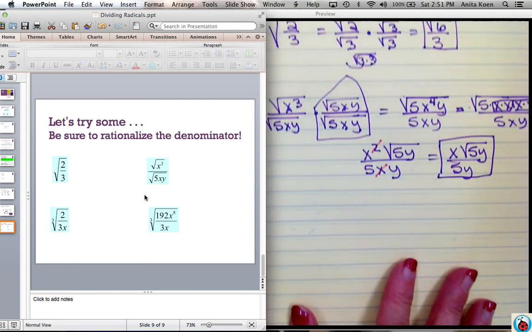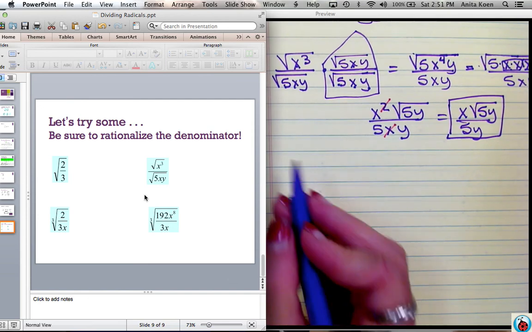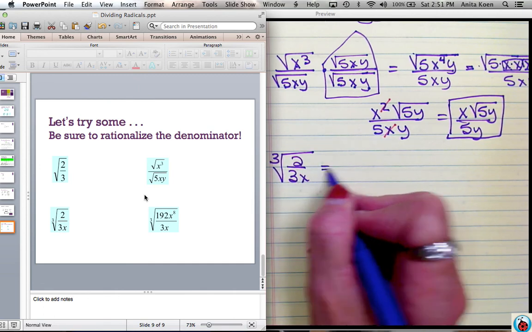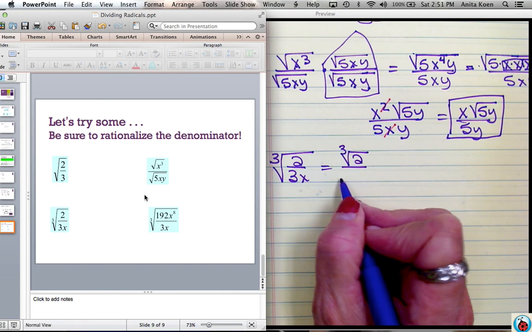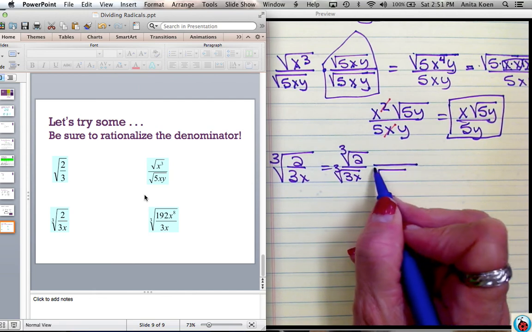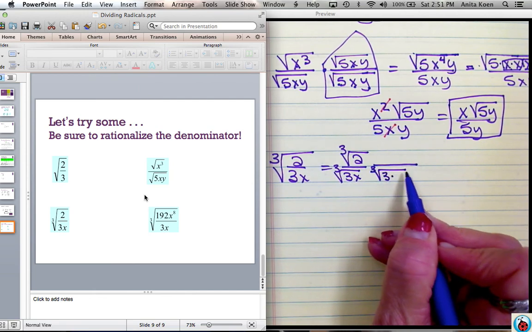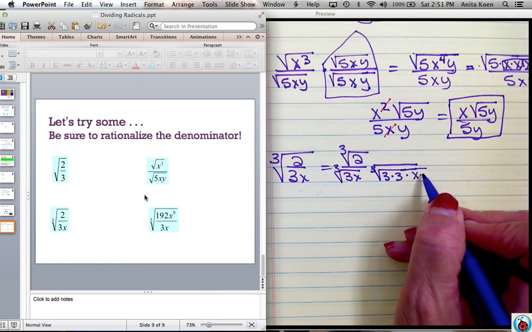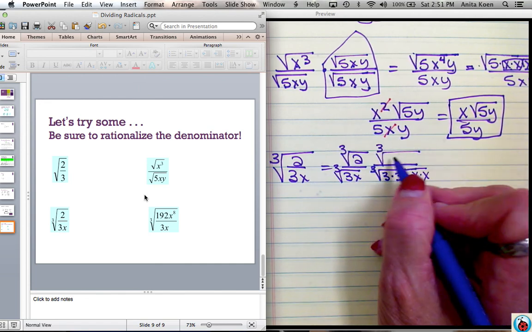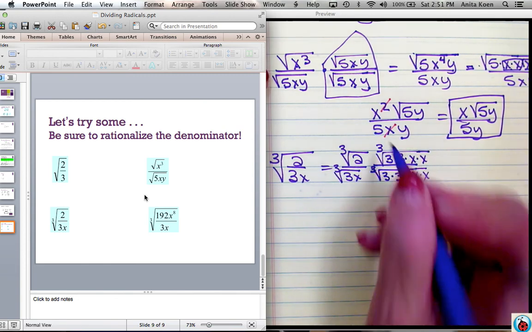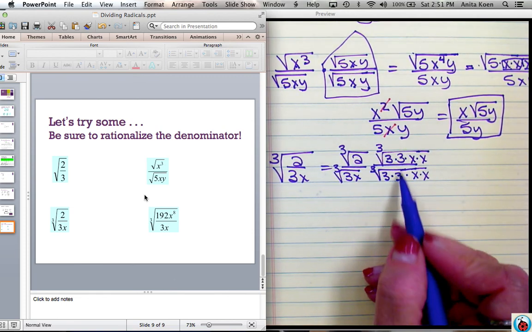All right, let's try the last two. The cube root of 2 divided by 3x. Well, that's the cube root of 2 divided by the cube root of 3x. Well, let's look at it this way. I need 2 3's here, so we're going to put them under the same radical. And I need 2 x's here, so that I get 3 3's and 3 x's. Whatever I do to the bottom, I must do the same thing to the top, so that I have that big, ugly number 1 right there. Here's my big, ugly way to write 1.